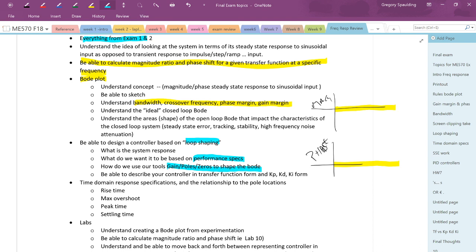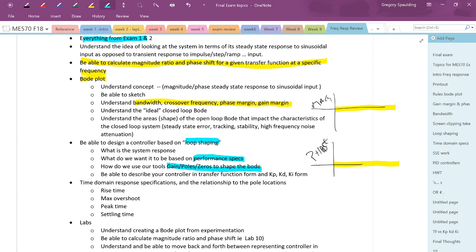The other way is with high frequency. If we know we have some high frequency out there at a specific frequency, and we know that frequency, then we can back 10 times off of that, 1 decade, and that's where we're going to place our crossover frequency. So two different ways of doing that in our loop shaping.